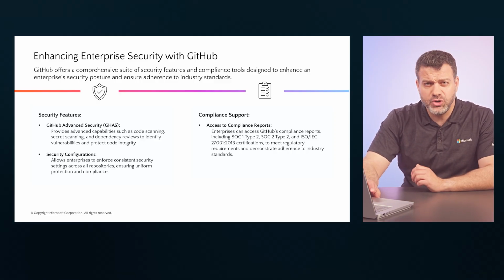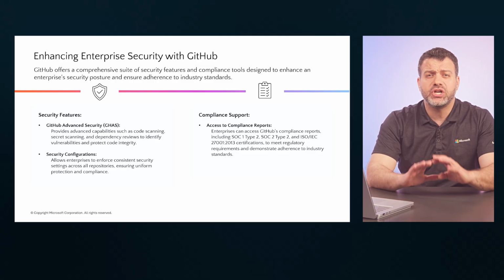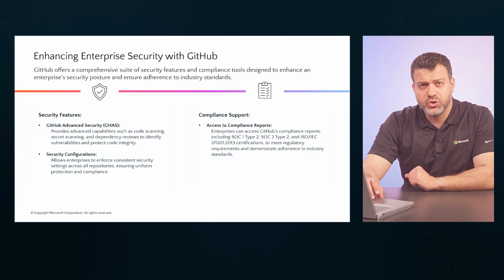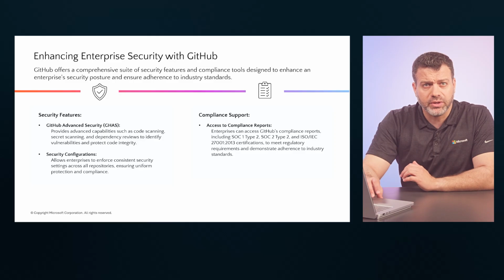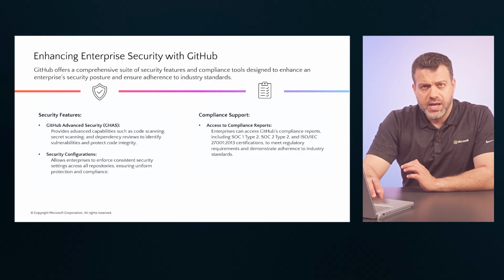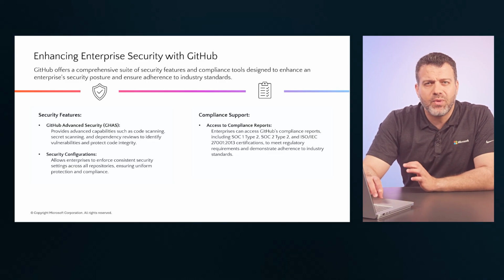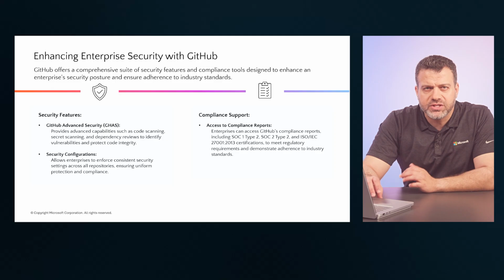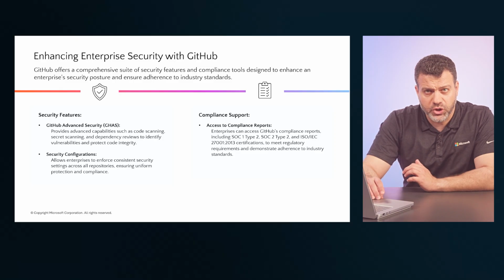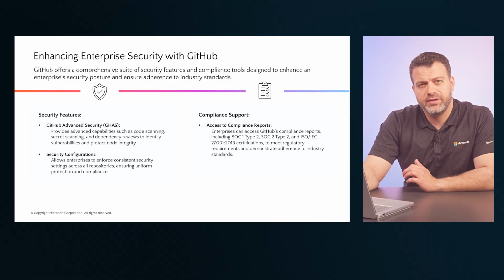At the enterprise level, you can also enforce security configuration across all repositories. So instead of configuring each repo manually, you define policies once and apply them everywhere. And finally, from a compliance perspective, GitHub provides audit-ready reports aligned with standards such as SOC 2 and ISO 27001. So you're not just improving security, you're proving it.